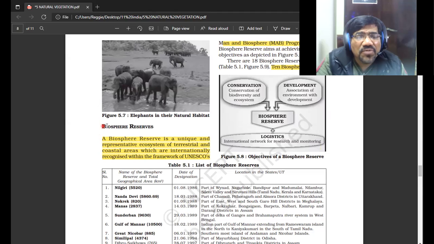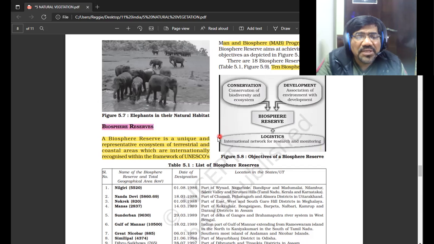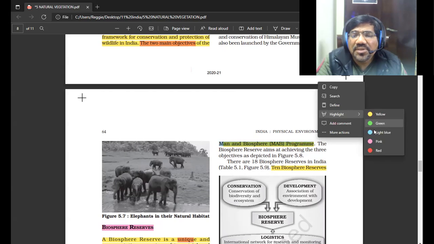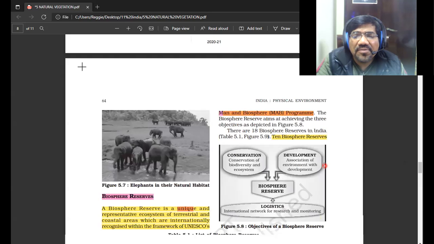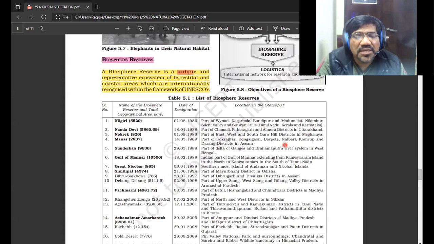A question may come, what is a biosphere reserve? Now, this definition of biosphere reserve is good for you to remember. It's a unique area, and it has got its own ecosystem, right? And what do we find? Man and Biosphere program is an important program which has been taken up, and here you can see there are 10 biosphere reserves. The names of the reserves are here.